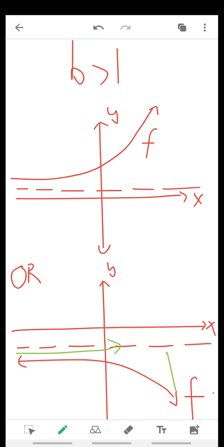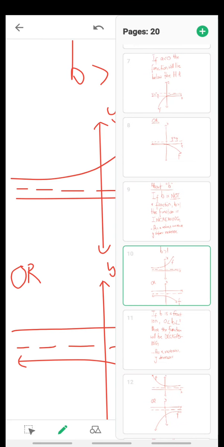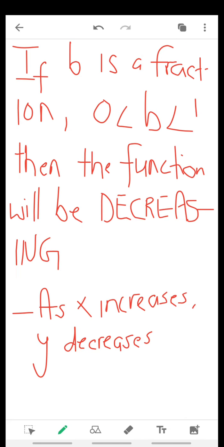They are also increasing upwards. Okay, so in such a case, that's when we say a function is increasing. Then, opposite to that, we are saying if b is a fraction, and this is how we write it in mathematics, b is between 0 and 1. Remember, all numbers between 0 and 1, those will be your fractions or your decimals, okay? So if b is a fraction, then the exponential function will be a decreasing function, okay?